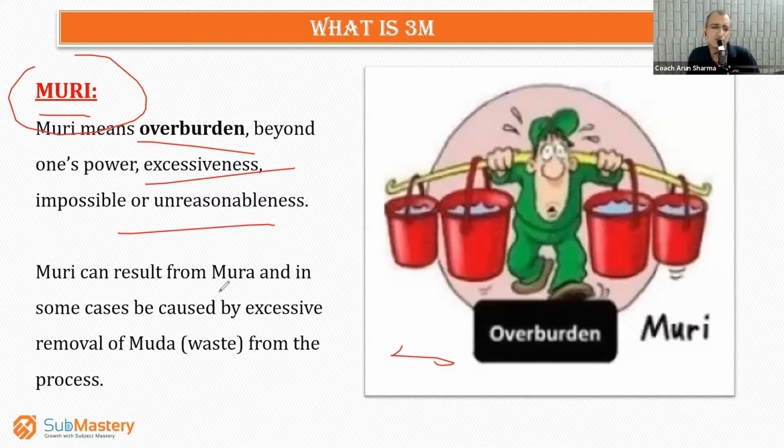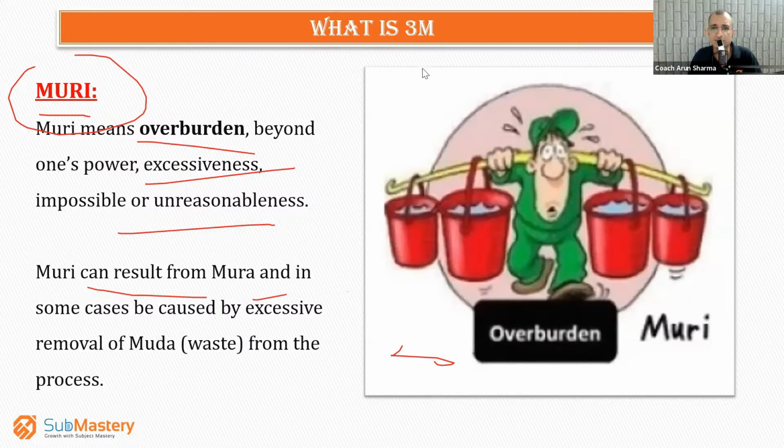So Muri can result also from Mura. Yes, from Mura, Muri can also result. Let's say there's a lot of inventory or a lot of overproduction. You are puzzled about where to keep it, and a lot of manpower is involved to manage that. It can result from the Mura itself, and in some cases from excessive removal of muda from the process.